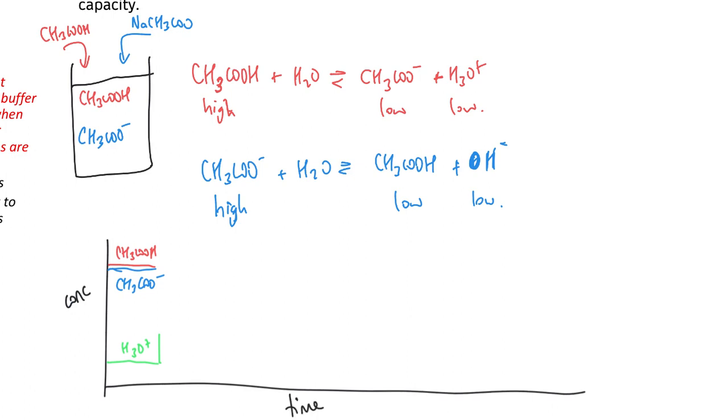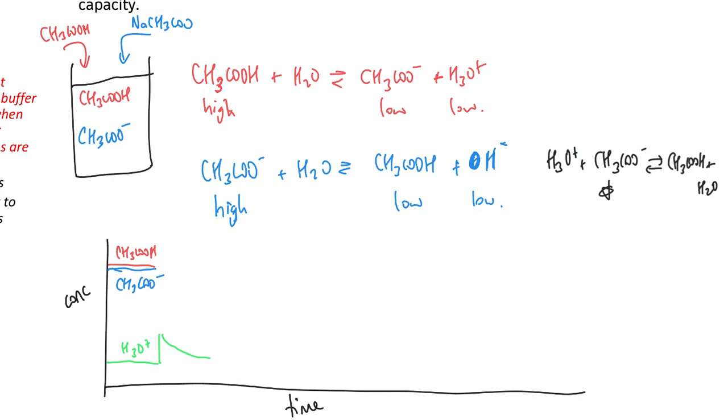If I add some H3O plus, it's going to react with which one of these two? Is it going to react with the acid or the base? Well, because you've added an acid, it's going to react with the base. So this H3O plus reacts with this here in the following formula: H3O plus and CH3COO minus form CH3COOH and H2O.